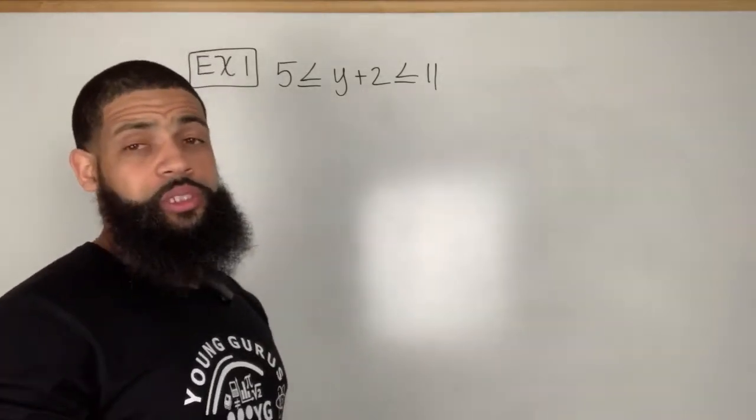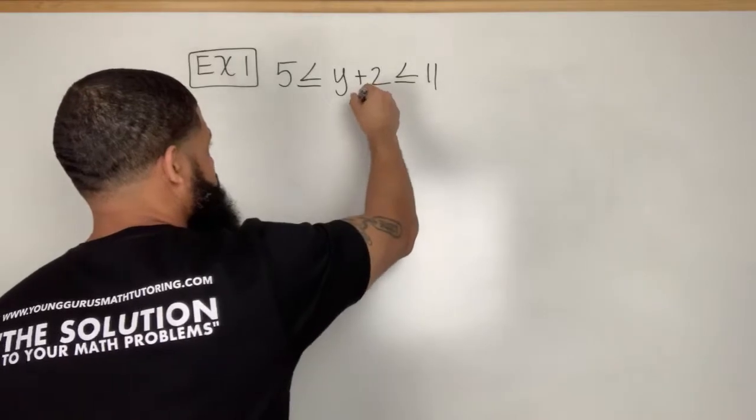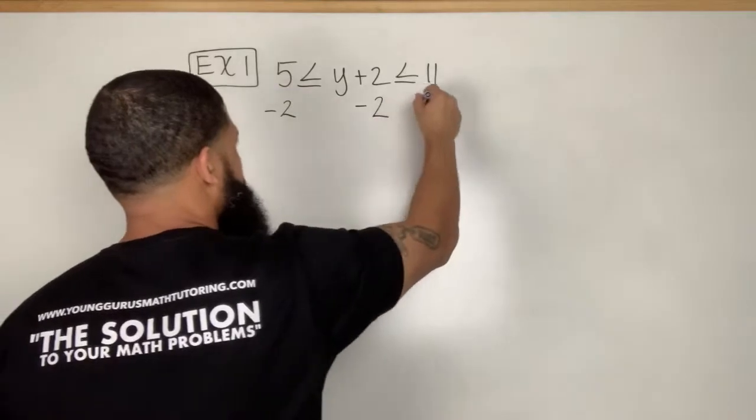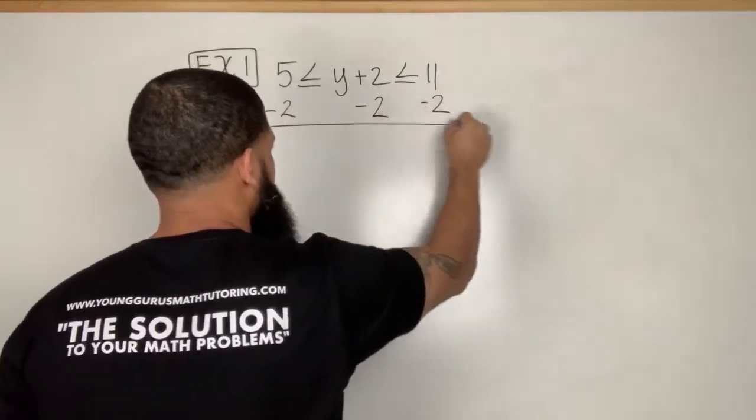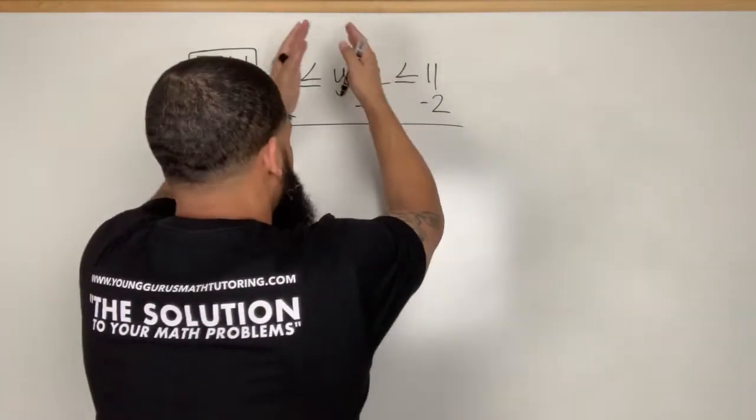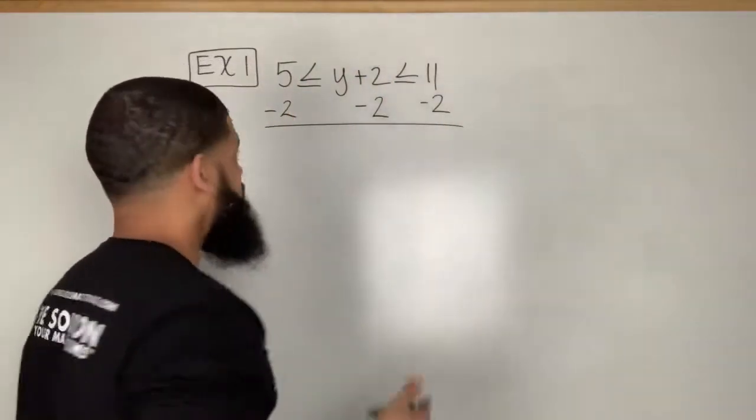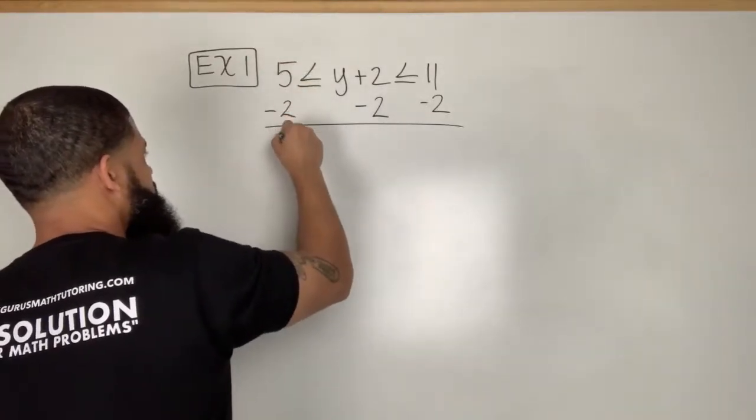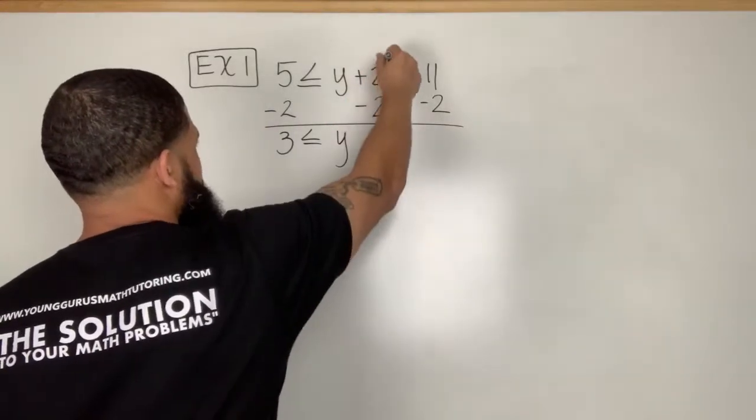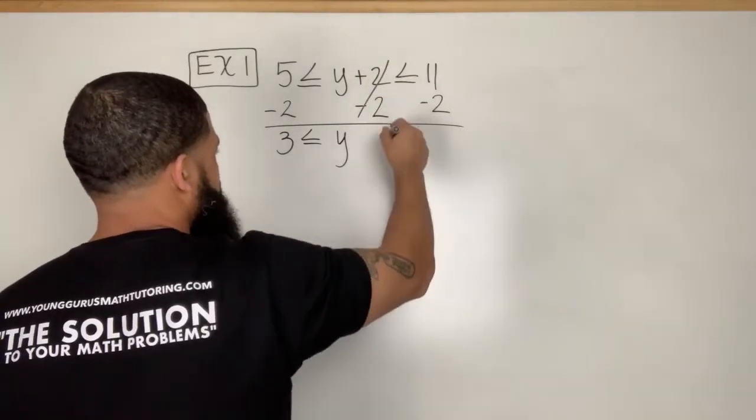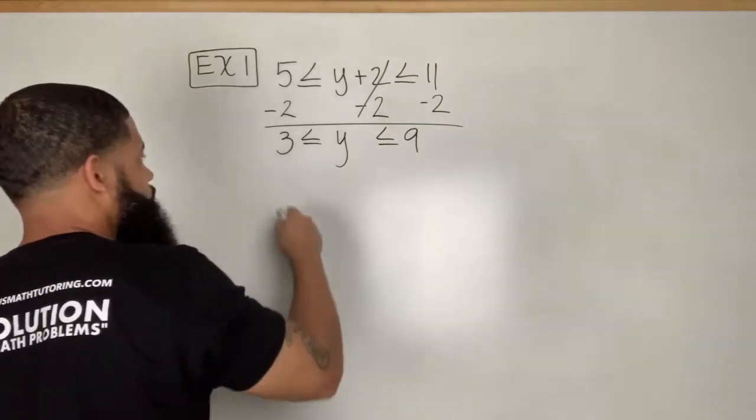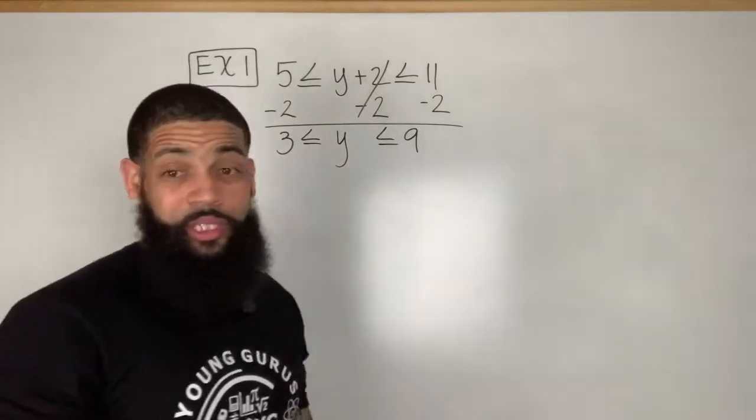Now the opposite of adding 2 is subtracting 2, but I have to subtract 2 in 3 different places: right here, and right here. I need to subtract 2 and keep it balanced in each position around the inequality symbols. Well, 5 minus 2 is 3. Y stays here because those cancel out, and then I bring down my less than or equal to. 11 minus 2 is 9. So 3 is less than or equal to y, which is less than or equal to 9.